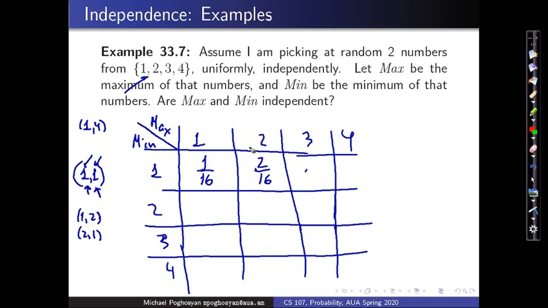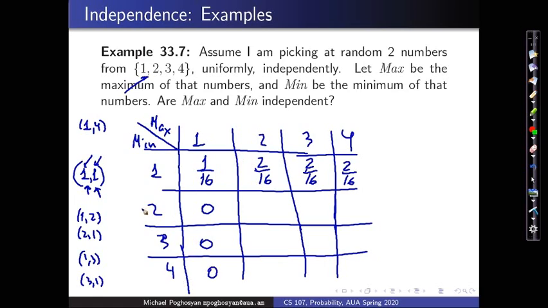Now this. What is the probability that maximum is 3, minimum is 1? That can happen only in these two cases: either I'm picking 1, 3 or 3, 1. And the probability of that is 2 over 16. Similarly, this is 2 over 16. Now let's think about this. What is the probability that maximum is 1 and the minimum is 2? Well, if maximum is 1, minimum cannot be 2. Maximum would be less than minimum. That is not correct, of course. So the probability of that is 0. And of course the probabilities here are also 0. Maximum is 1, minimum cannot be 4.